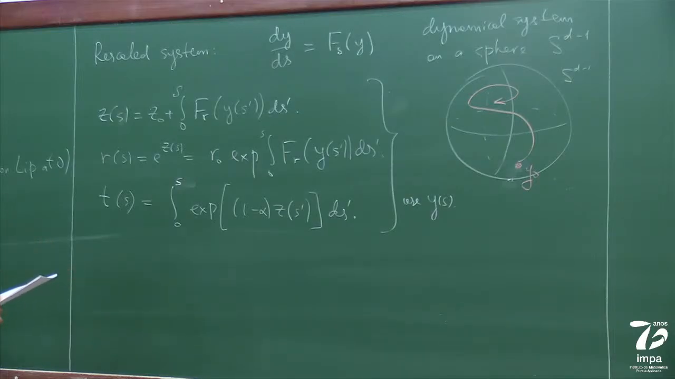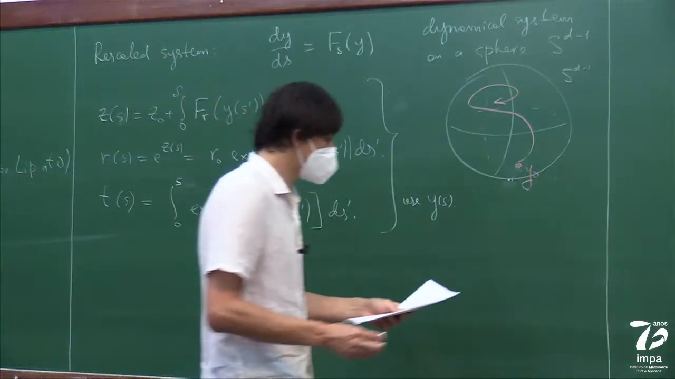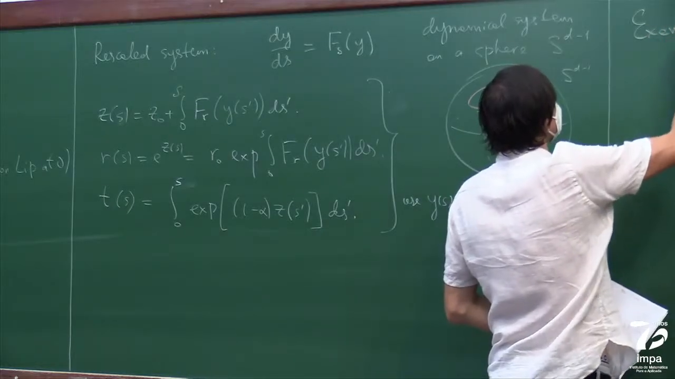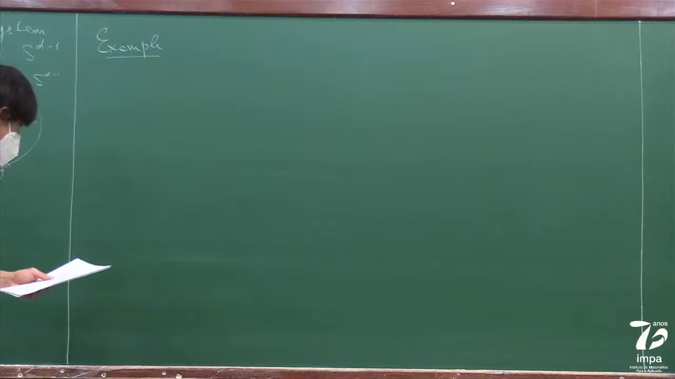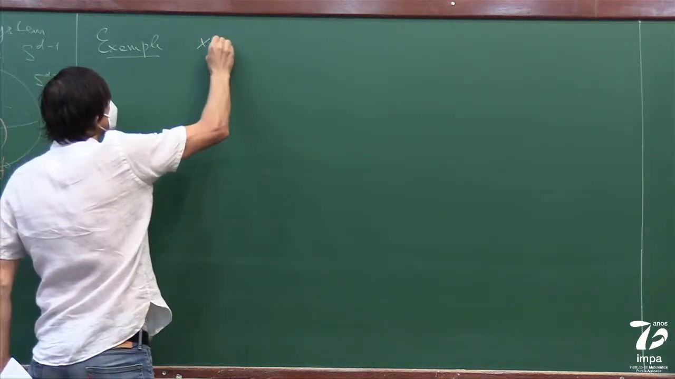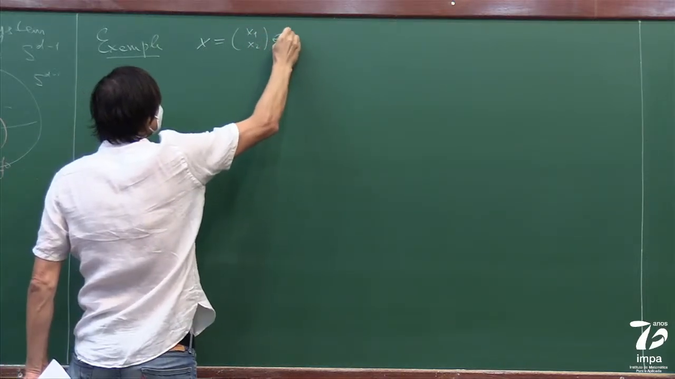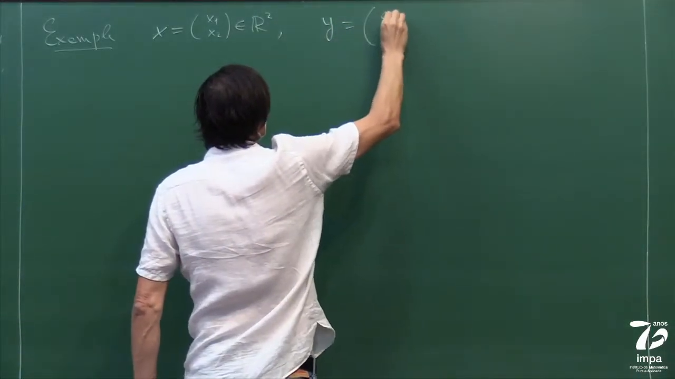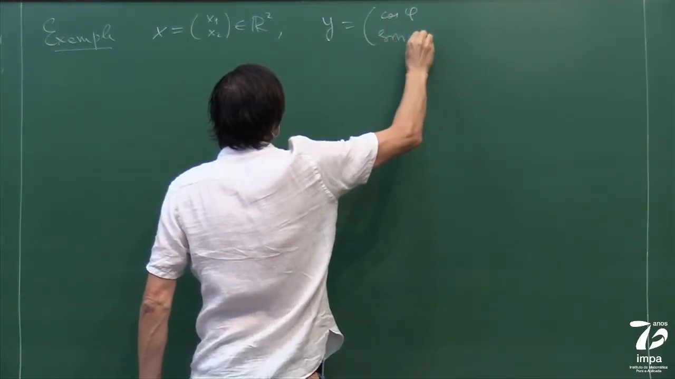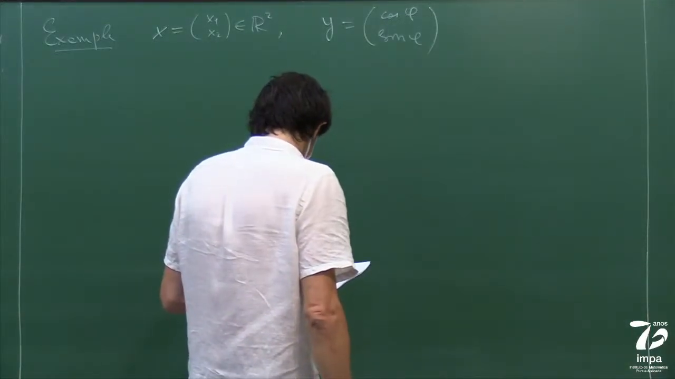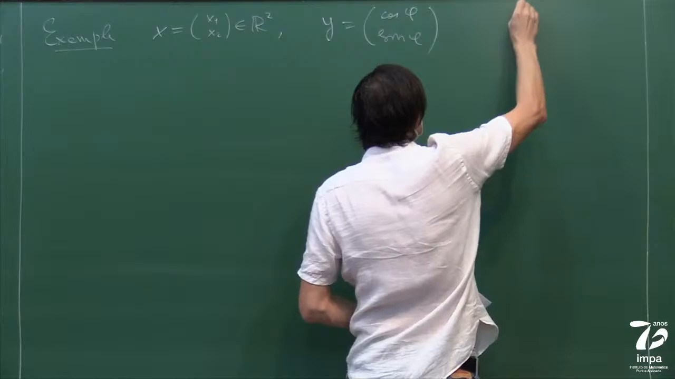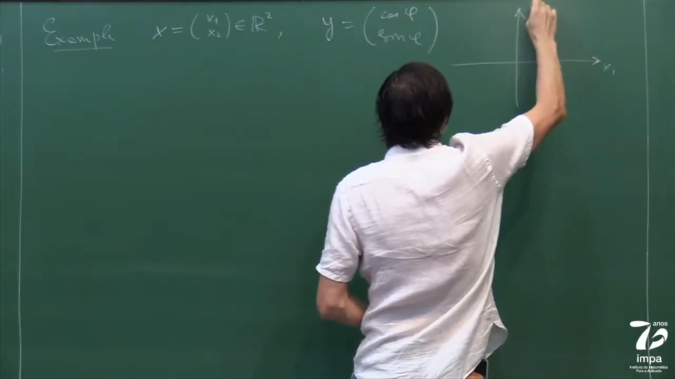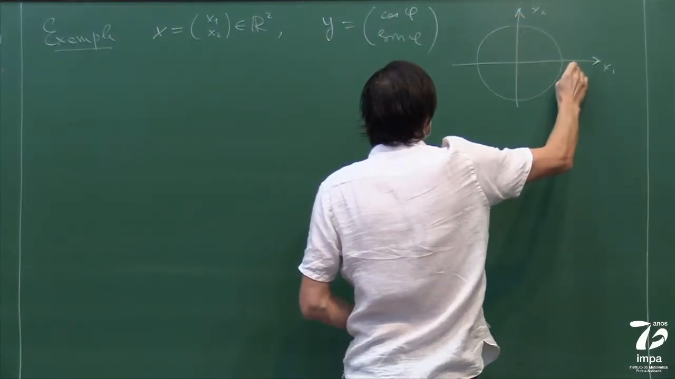So now let's consider our example. Remember, we had an example yesterday which is two-dimensional. In that case, the y vector is a unit vector, so it can be written as cosine, sine. And the sphere becomes a circle, because in 2 dimensions the sphere is a circle, so it's unitary. So this is our S1.